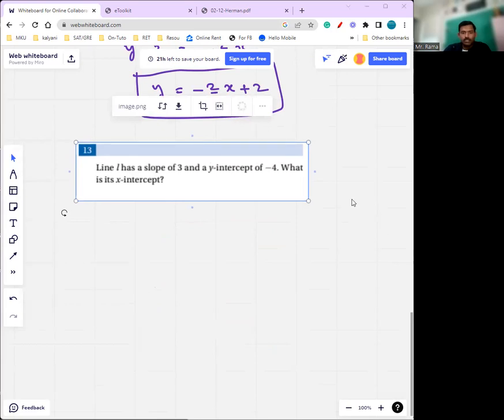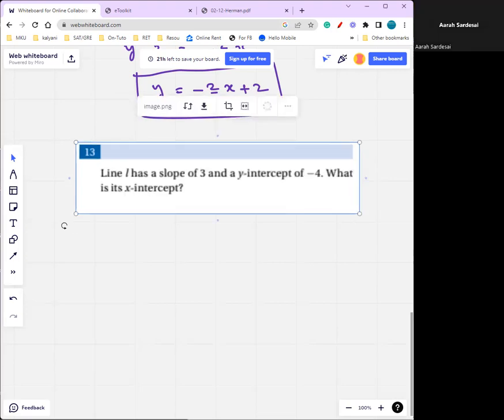Ara, can you please read this question for us? Line L has a slope of 3 and y-intercept of -4. What's its x-intercept? The slope is given to you, and the y-intercept is given to you, and they're asking for the x-intercept. Okay, let's give it a try and see. Then we can work on the other questions as well, and I can see if I can find good questions as we go through.